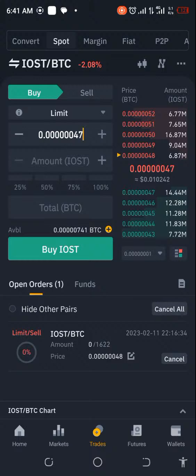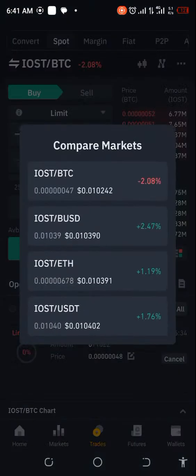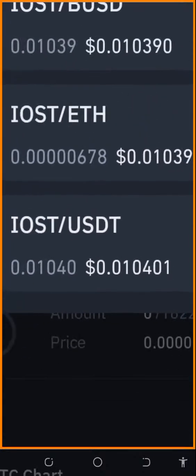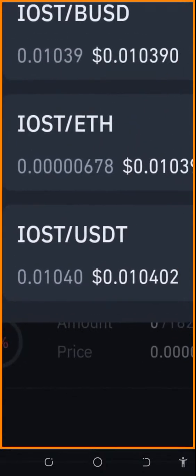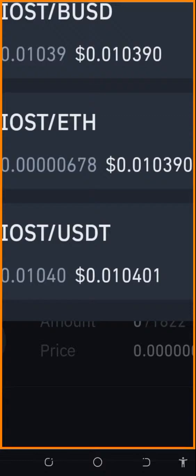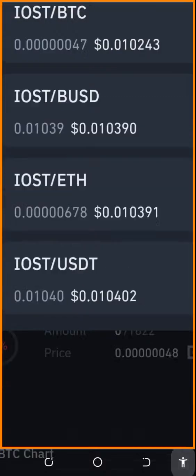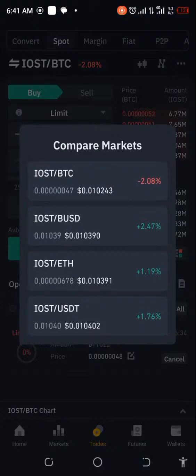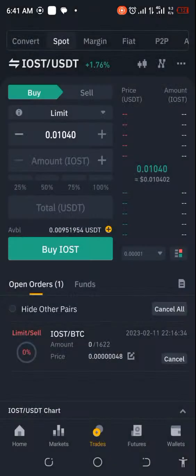Okay, so let me go check the compare markets and see. Yeah, look at it. IOST USDT is actually 0.0104. So at this time, we can actually employ the boomerang strategy, where we'll do the sellback strategy. We'll just try and check it and see if this is going to give us some profit. So let's put it there and simulate first.